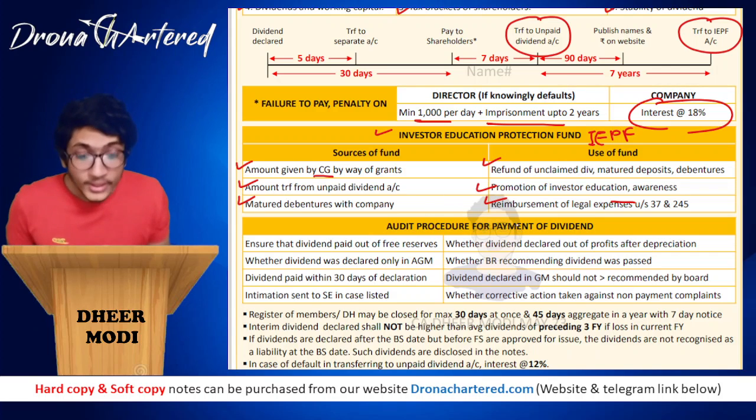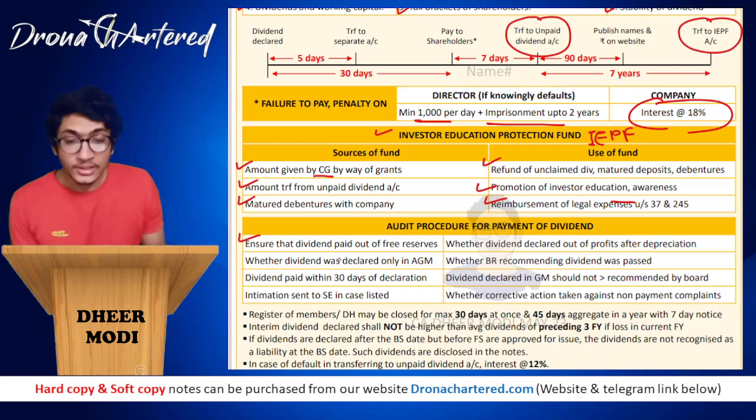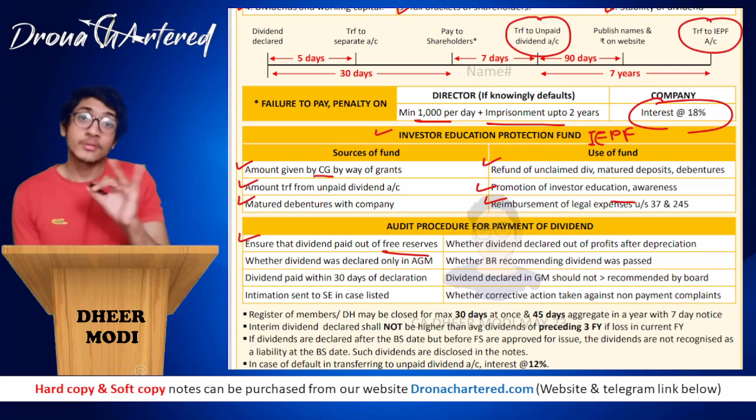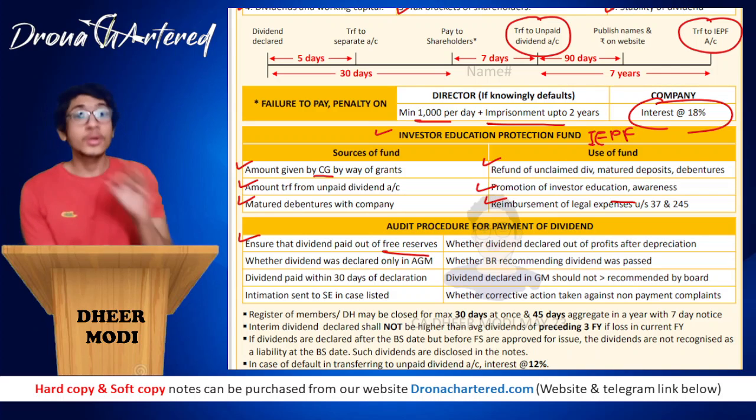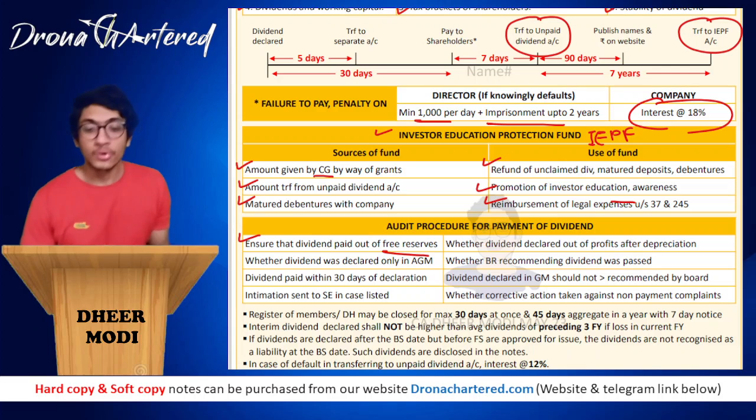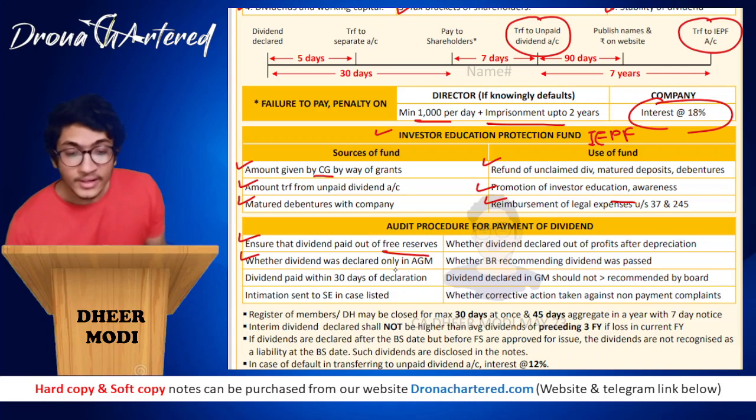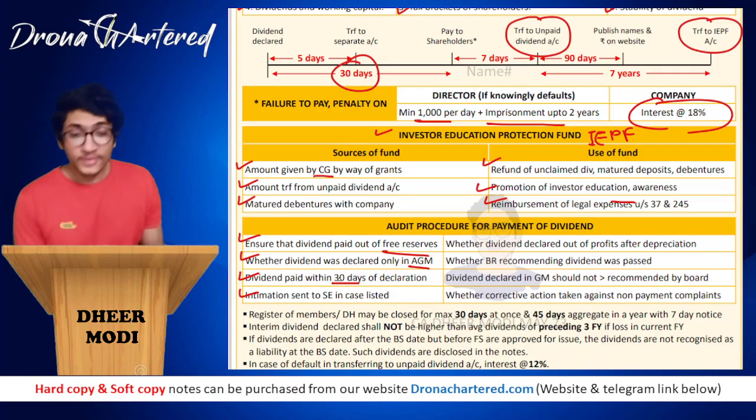Now, audit procedures for payment of dividend: ensure that dividend is paid out of free reserves. I hope everybody knows what free reserves is. You cannot pay out of capital reserves, only out of free reserves. Check whether dividend was declared only in AGM, and whether dividend was paid within 30 days of declaration. Also check that intimation was sent to the stock exchange in case of a listed entity.